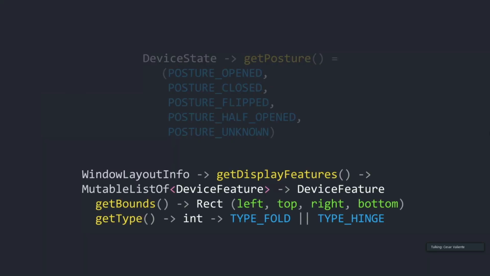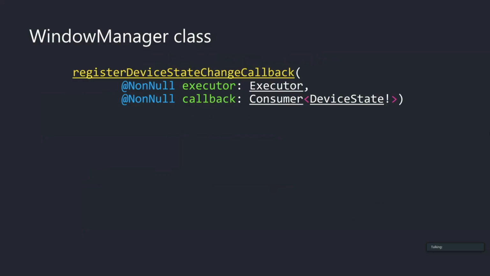Another key piece of information that Window Manager provides you is the window layout info. Window Manager is able to give you information about the device that your app is running on, whether it's a foldable device or a hinge device, as Surface Duo is. And in the case that your app is running on those devices, it can also give you information about where the feature is located, for instance where the hinge is on the Surface Duo, with the coordinates left, top, right, and bottom.